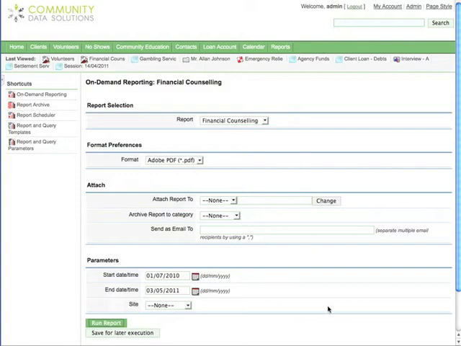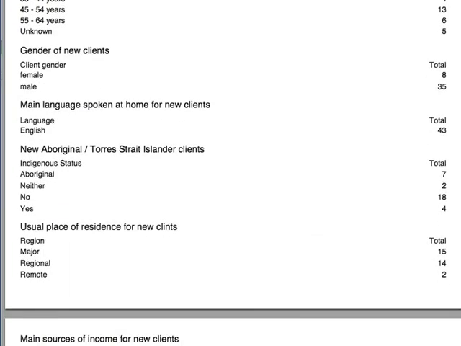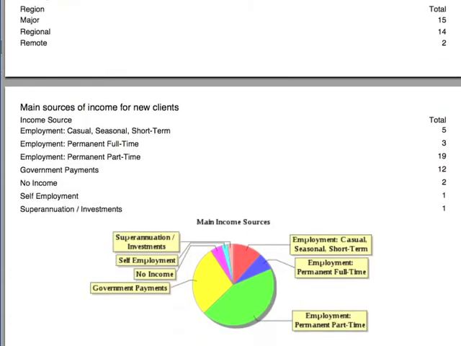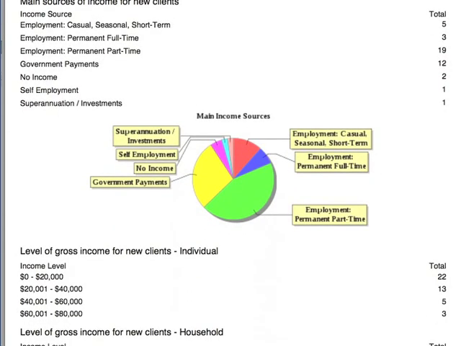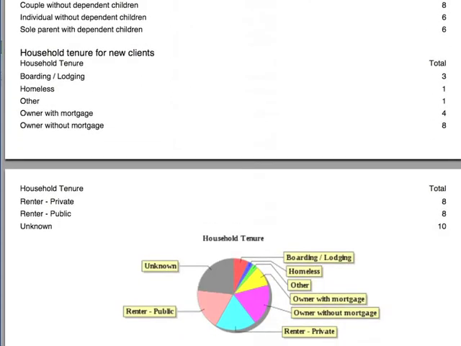This is an example of a financial counselling report and is typical of the types of data that can be displayed. This report can easily be saved, printed, or emailed. Again, the available report options, graphics, and information can be customised to your organisation's needs.